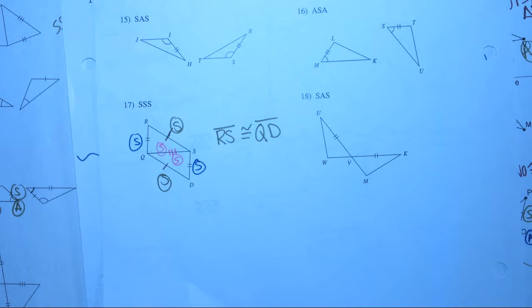Okay. Are there any questions about side, side, side? He's normally the easiest to spot. Sad day is that AAA doesn't work, but SSS does.